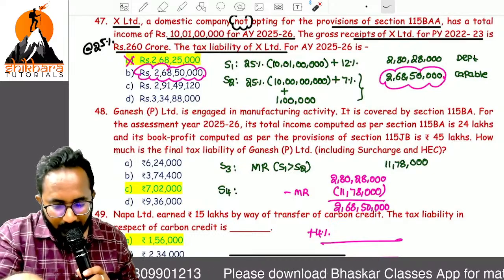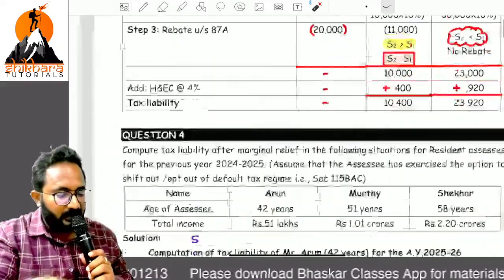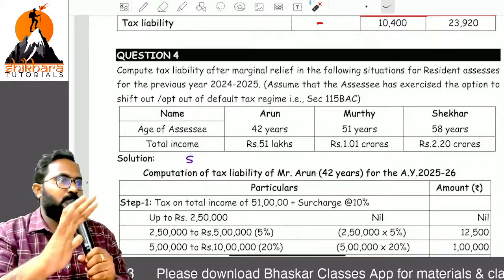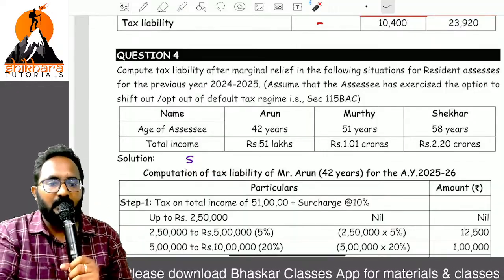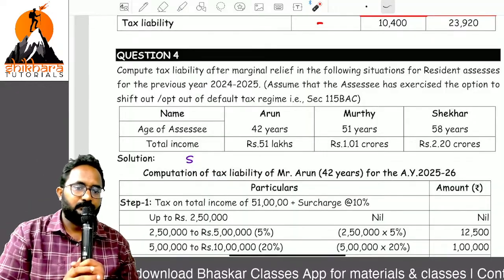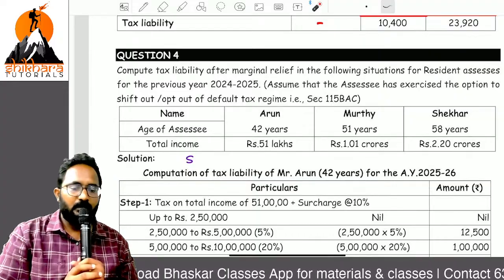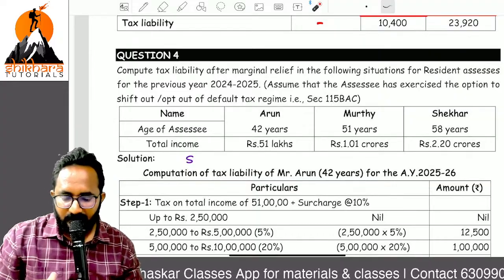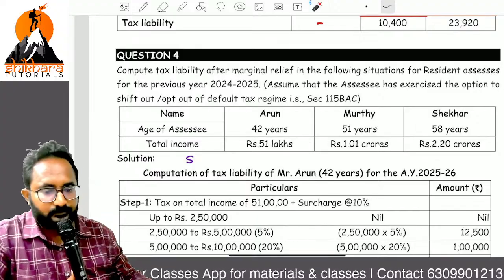Tomorrow we can do more and more problems related to marginal relief. First you should differentiate the rebate and the marginal relief concepts. Okay. If any doubts, yes, you can ask. Otherwise, we can conclude the session for today.